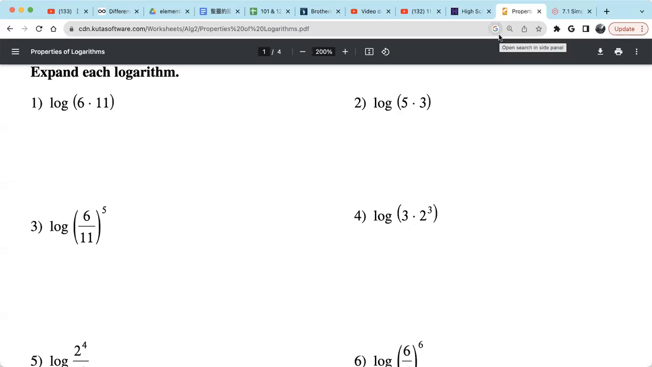This video is to try to help you to remember logarithmic properties. Okay, let's try to remember the definition of log. It's closely related with exponential forms.